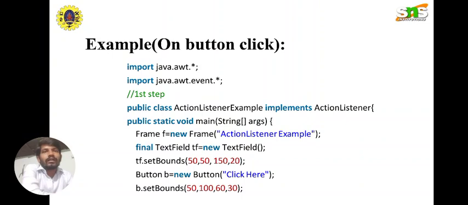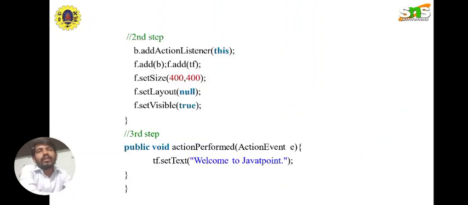Second step, you add the action listener, because the action listener needs to do something for the performance, so we have to use this keyword in the program. We write addActionListener(this), then setSize(400, 400), which is the overall screen size, then setLayout(null), and setVisible(true), which opens the dialog box. Third step, public void actionPerformed(ActionEvent e). Here we set the message to display on the output screen.